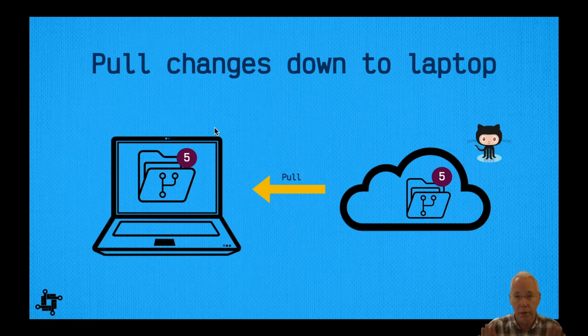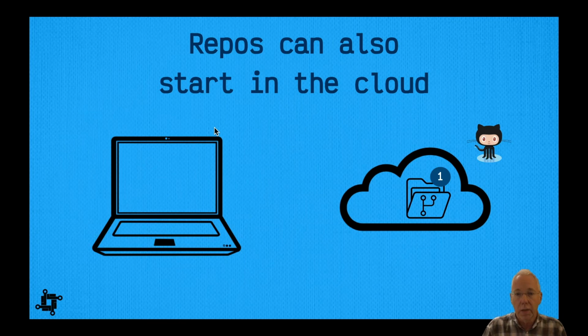So after a pull or a push, everything is in sync on both sides. Repos can also start in the cloud. In the case we just did, you created the repo initially on your laptop and you did a publish to send it up to the cloud. In this scenario, it's the reverse. Let's assume that a repo has magically occurred on the cloud side, and that's how your assignments will start out. You'll get assignments, those assignments will be in your repo in the cloud, and you're going to want to get them down to your computer.